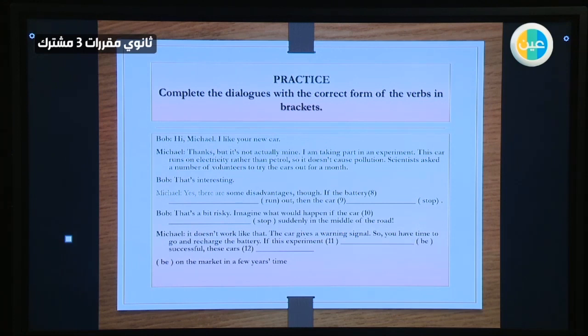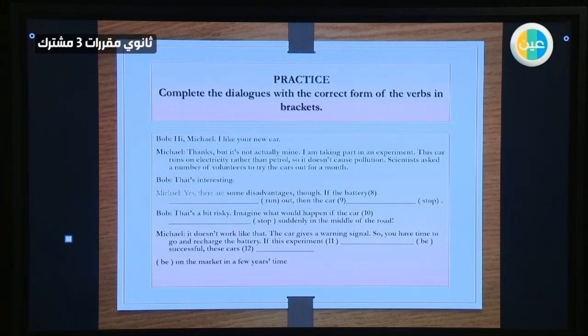Bob: Hi Michael, I like your new car. Michael: Thanks, but it's not actually mine. I'm taking part in an experiment. This car runs on electricity rather than petrol, so it doesn't cause pollution. Scientists ask a number of volunteers to try the cars out for a month. Bob: That's interesting. Michael: Yes, there are some advantages.